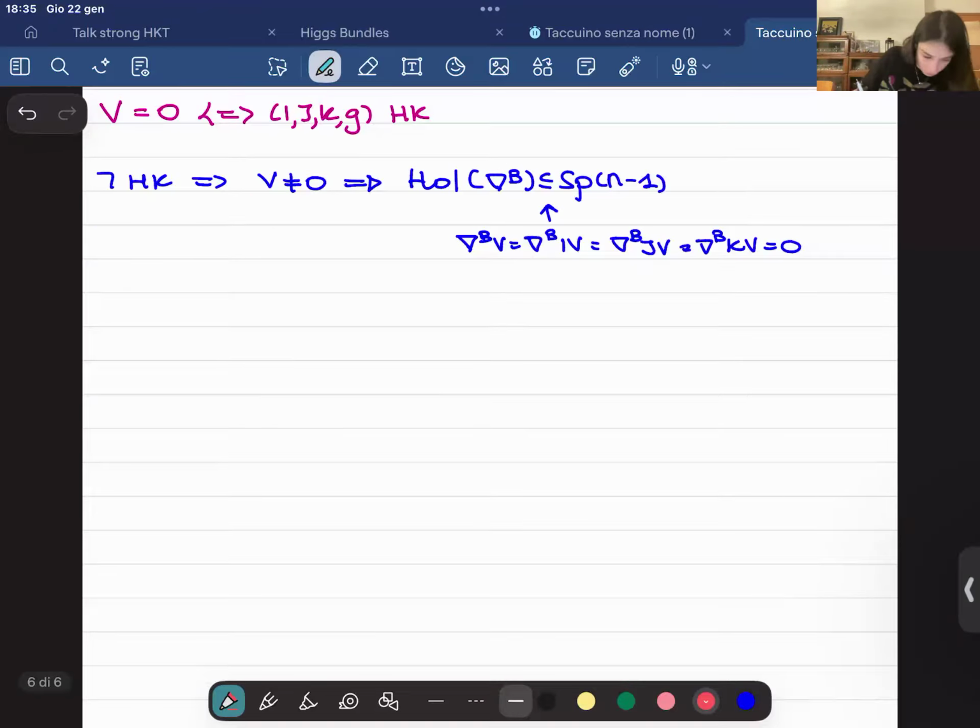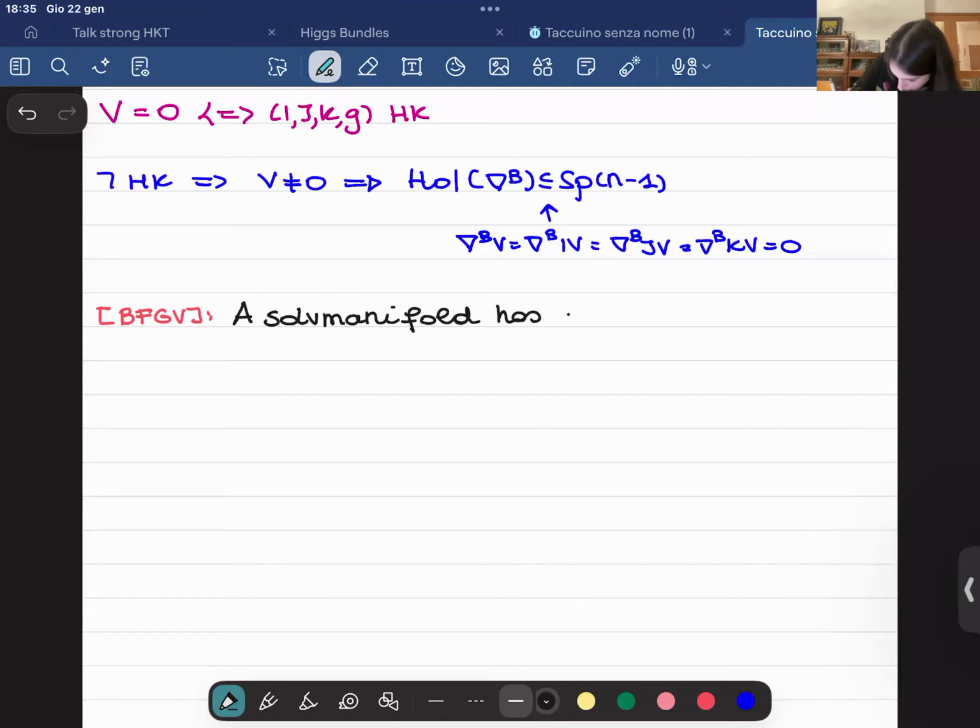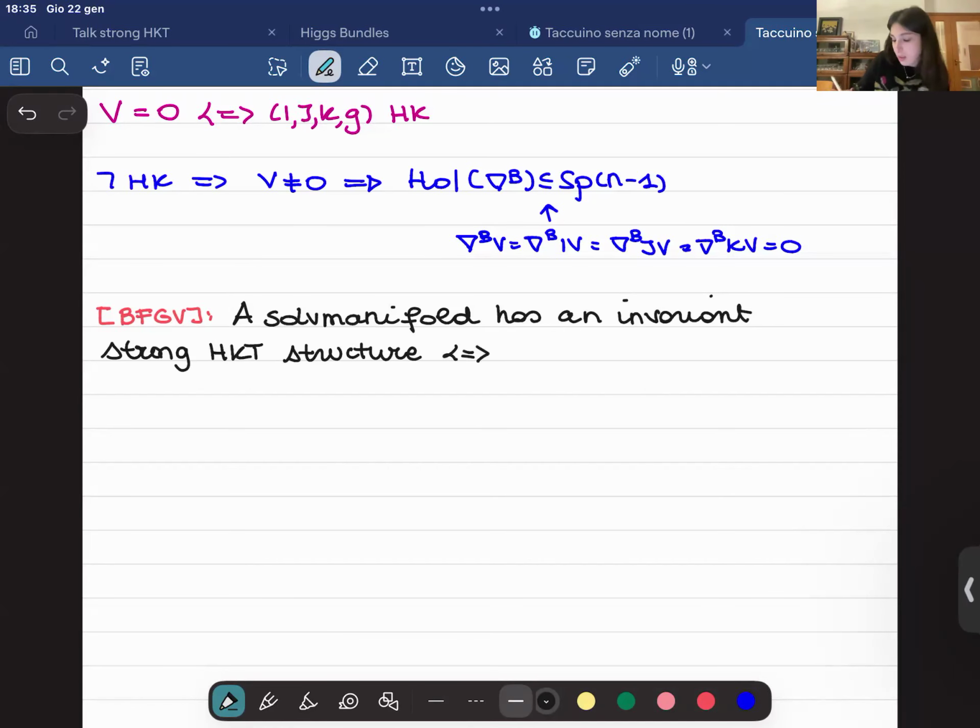So it's a theorem, call this maybe. A solvmanifold has an invariant strong HKT structure if and only if it is hyperkähler.